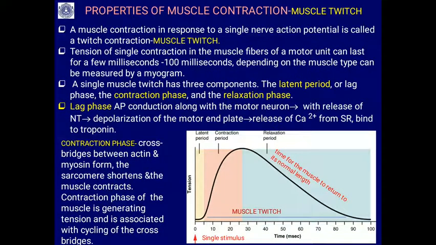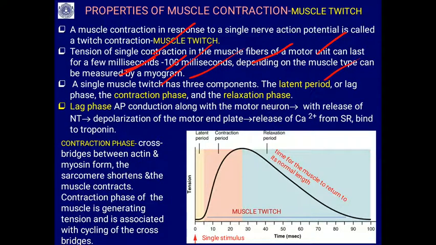Coming to the muscle twitch: as per a single nerve action potential, the muscle contracts. As per a single stimulation the muscle contracts and relaxes. That is called one muscle twitch. The tension of a single contraction in the muscle fiber of the motor unit can last from a few milliseconds to 100 milliseconds depending on the muscle type. This is measured by the myogram.